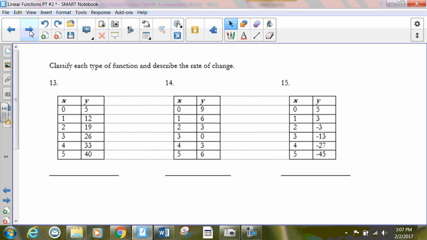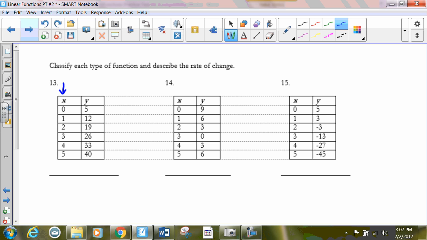Okay, classify each type of function and describe the rate of change. We've got to do the hoops. First thing to note on this practice test, just like on your real test, the input, the x values are all going to go up by 1, right? There's no skipping. It goes 0, 1, 2, 3, 4, 5. A skipping table would look like 0, 2, 12, 23, 100, 3,000. Okay, that's skipping. So when we see that we're going up by 1s, we can ignore the input and just focus our hoops on the output.